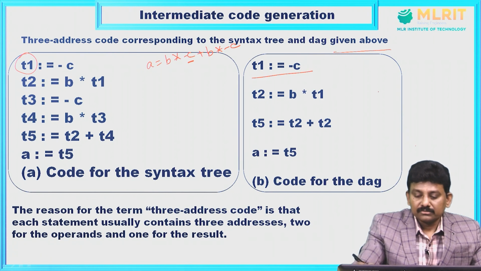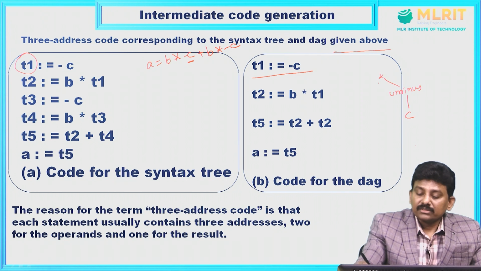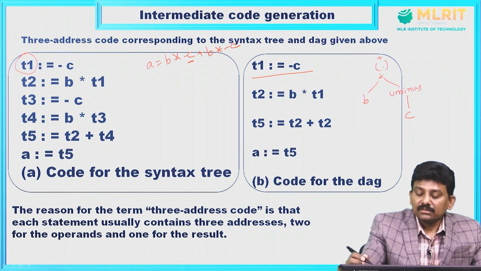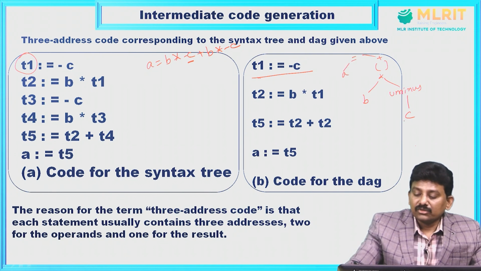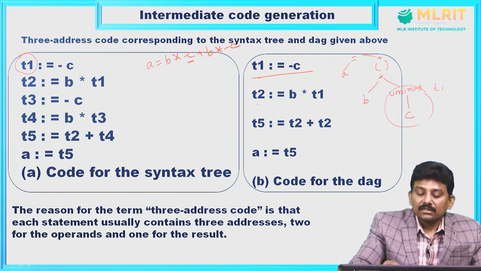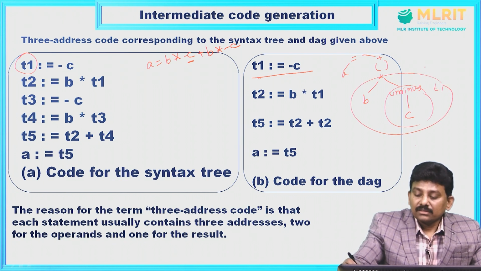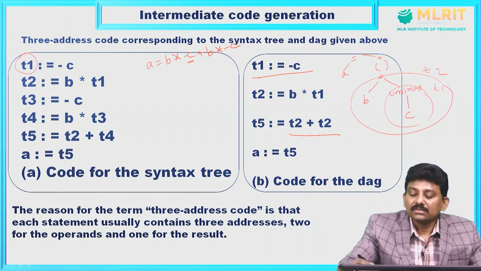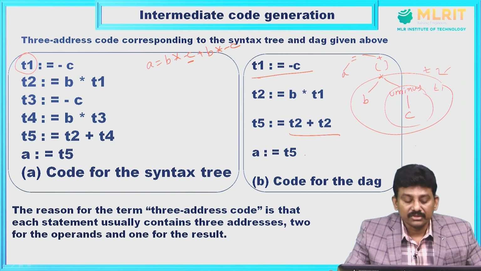For the DAG, T1 is equal to minus C, that is unary minus C, that is multiplied with B, then this will be added with itself, and the result will be assigned to A. See, T1 is equal to minus C, then T2 is equal to B star T1, then T5 is equal to T2 plus T2, that is A is equal to T5.